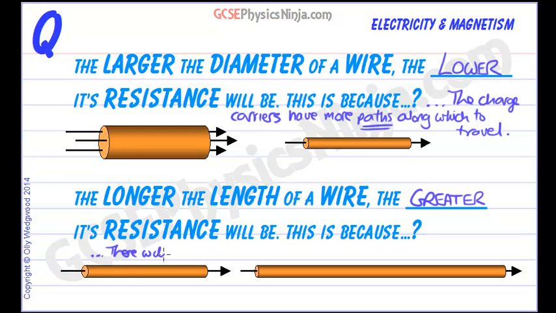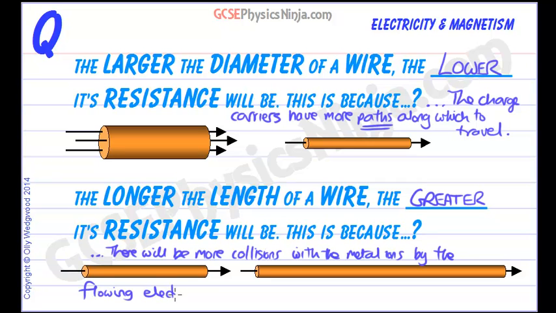there will be more collisions with the metal ions. There will be more collisions with the metal ions by the flowing electrons, and they will lose more energy.